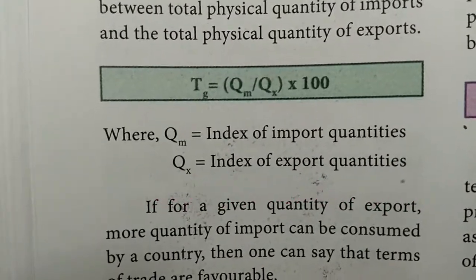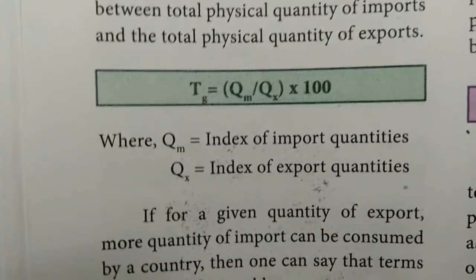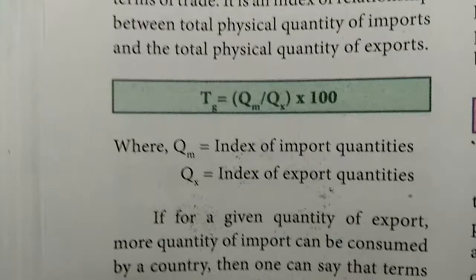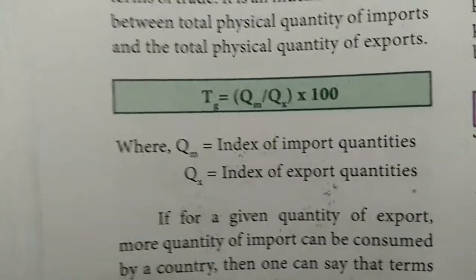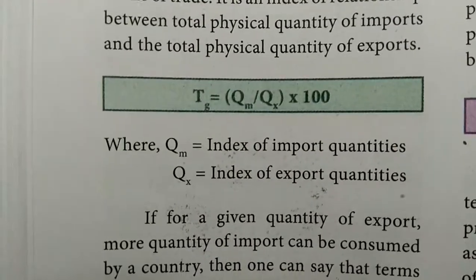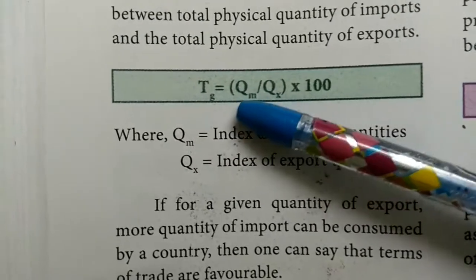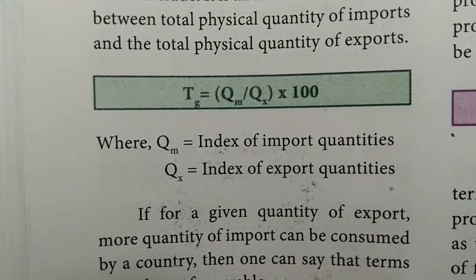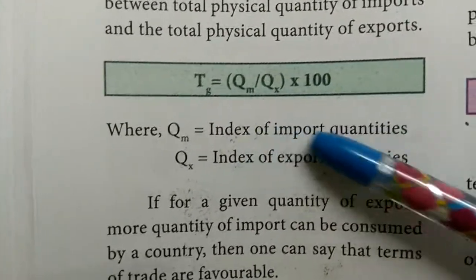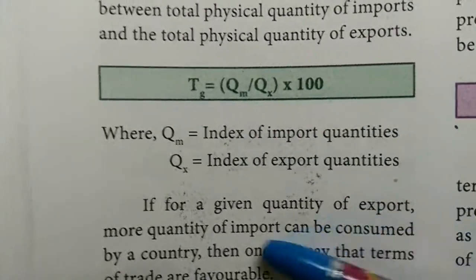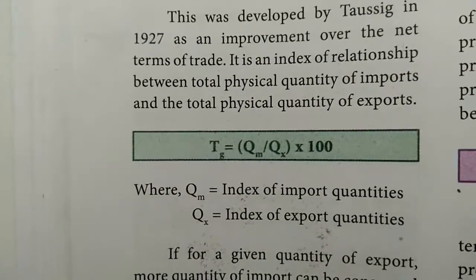This was developed by Taussig in 1927 as an improvement over the net terms of trade. It is an index of the relationship between the total physical quantity of imports and the total physical quantity of exports. Look here, where TG is the gross barter terms of trade, QM is the index of import quantities, QX is the index of export quantities.